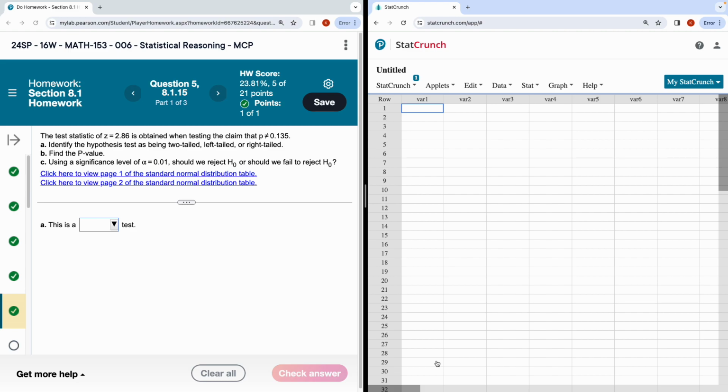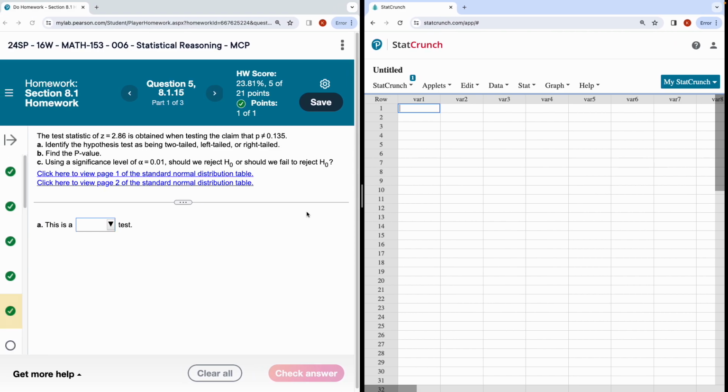So the test statistic of z equals 2.86 is obtained when testing the claim that the proportion of some population is not equal to 0.135. In part A, we have to identify the hypothesis test as being two-tailed, left-tailed, or right-tailed. We need to find the p-value, and then we also need to use a significance level of 0.01 to determine if we're going to reject the null hypothesis or fail to reject the null hypothesis.